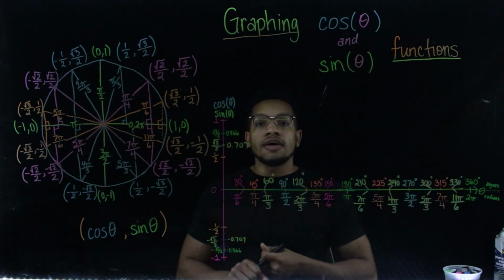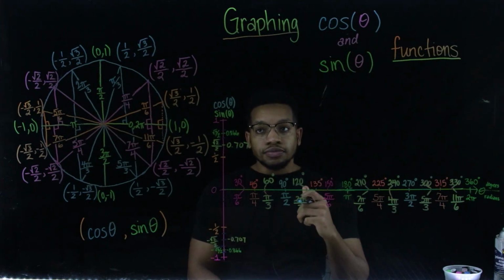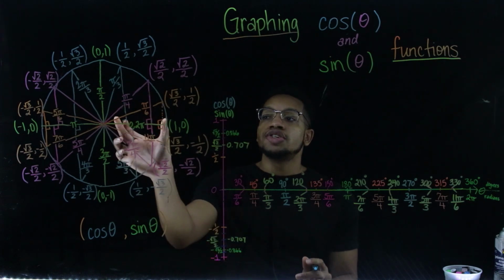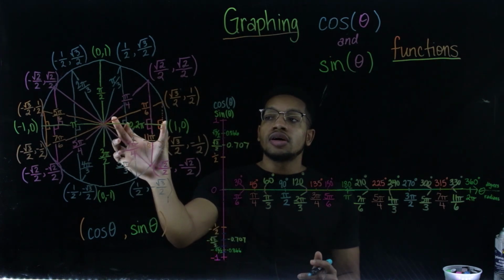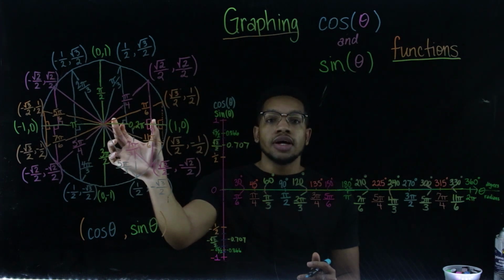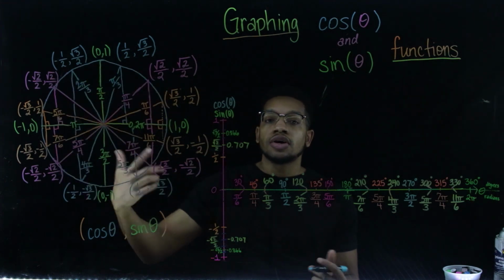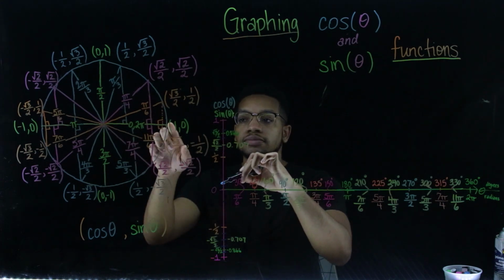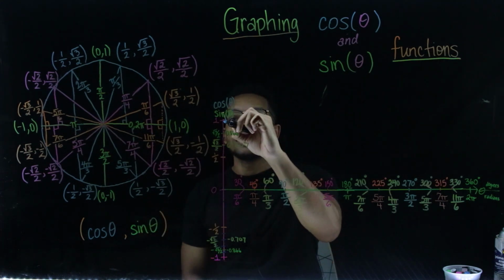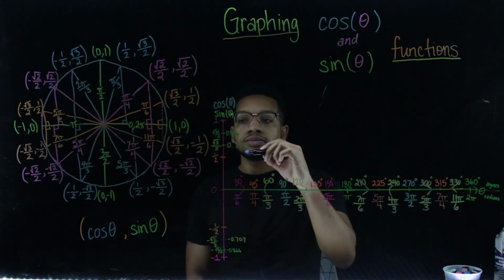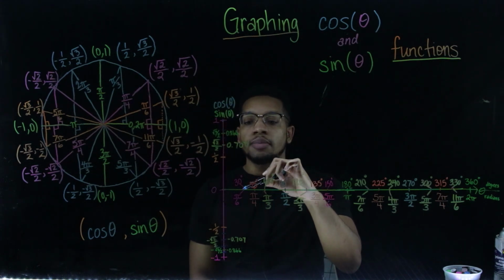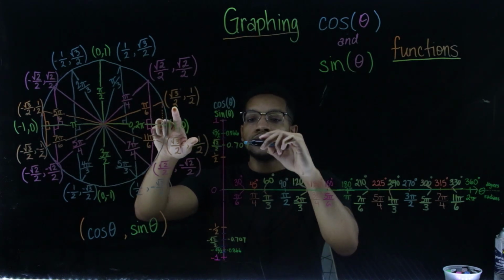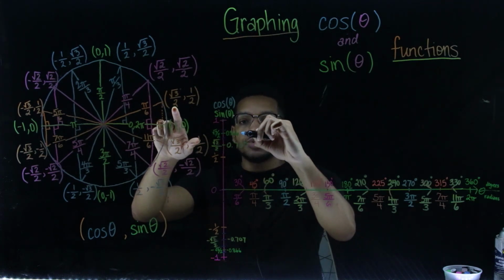I'm going to start by graphing the cosine function. And the way we can do that is, again, because cosine is adjacent over 1, all of the adjacent sides are just going to be the x coordinates of all of these points on our unit circle. So at 0 radians, my x coordinate is 1. So I'm going to just plot that point. And then at pi over 6 radians, my x coordinate is square root of 3 over 2. So I'm going to just plot that point.